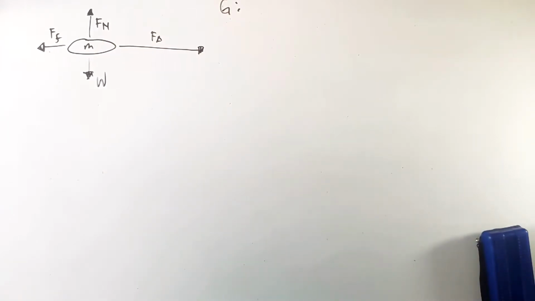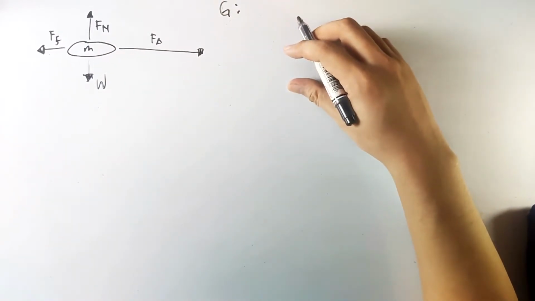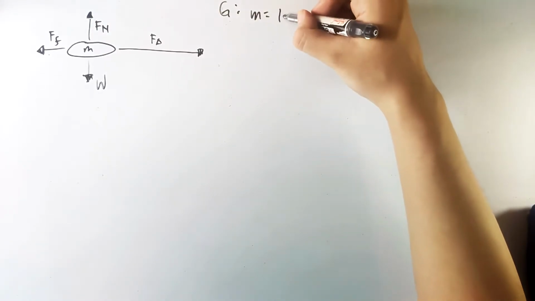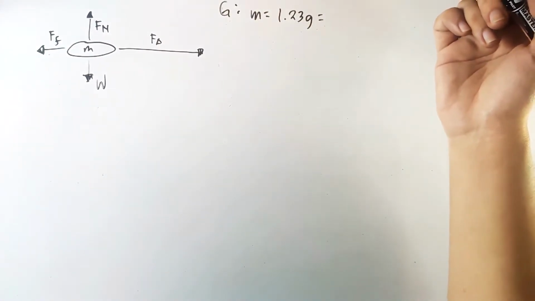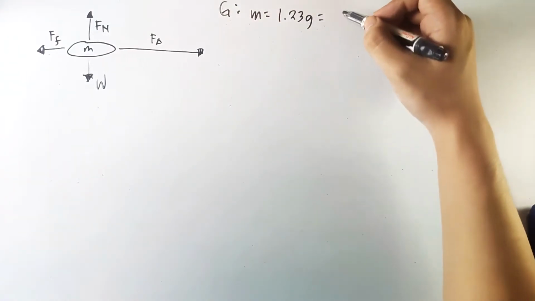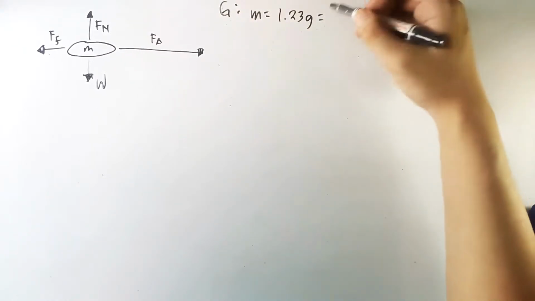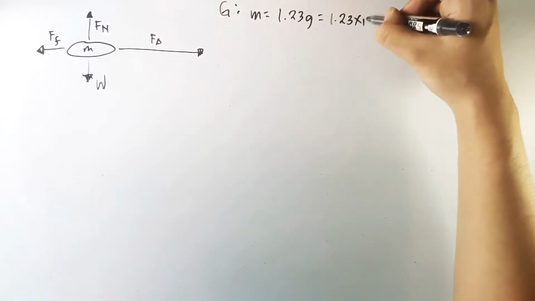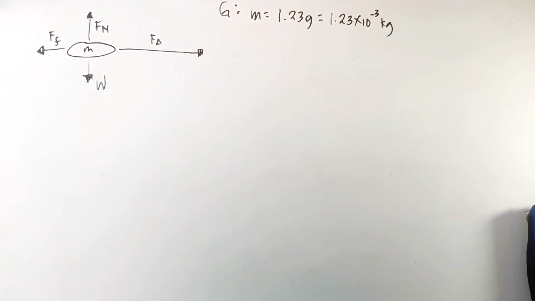Alright, so let's write the given. First one would be the mass. According to the problem, the mass of the ice puck is 1.23 grams, which can be converted to kilograms. So just move 3 decimal places, so that would become 0.00 something, or you can write it in scientific notation instead. So that's 1.23 times 10 raised to negative 3 kilograms.